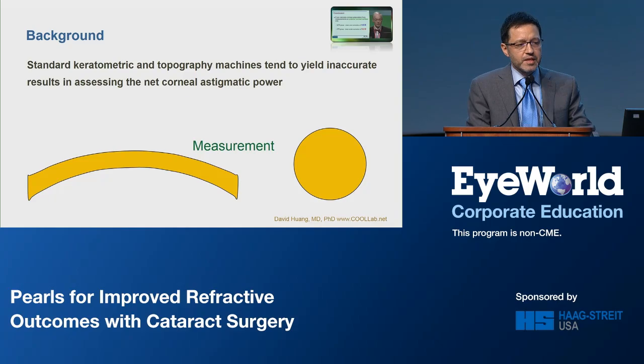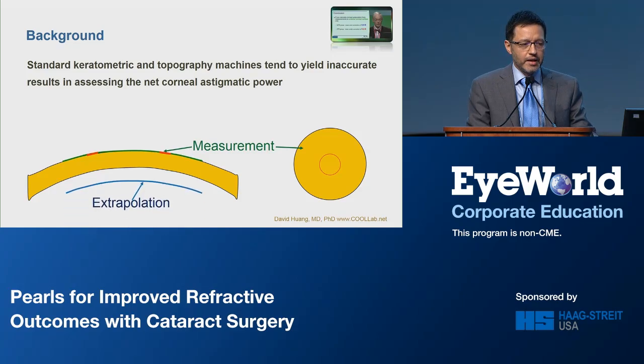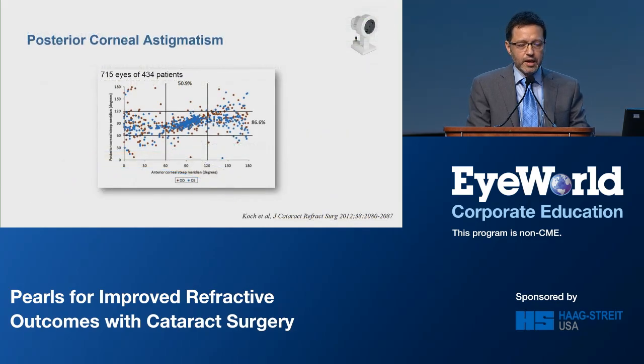So it's been 6 years now since Dr. Koch reminded us of the role of the posterior cornea in toric IOL calculations, and that standard keratometry and topography machines tend to yield inaccurate results in assessing the net corneal astigmatic power. What they do, they measure the anterior cornea and they extrapolate the posterior cornea by using a fixed ratio, which is not correct.